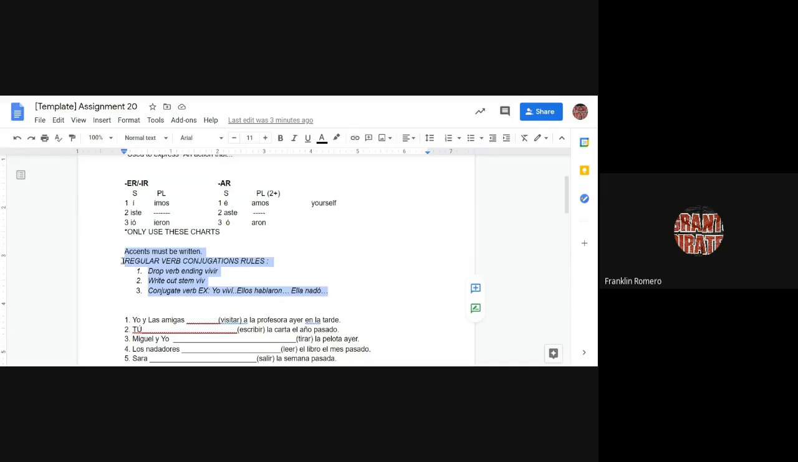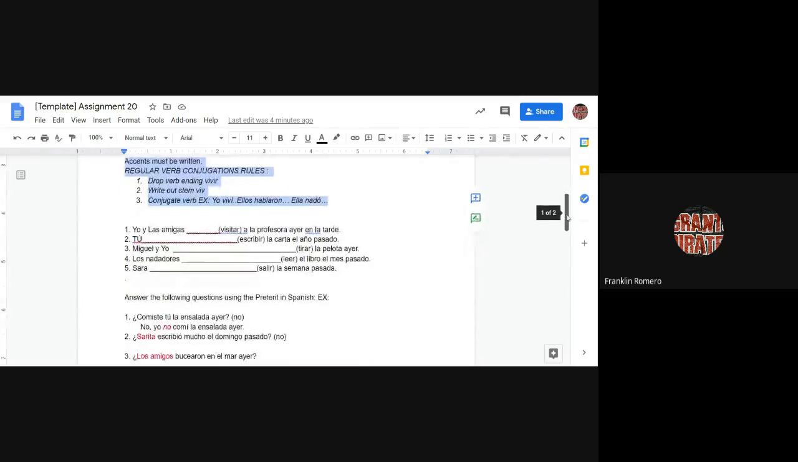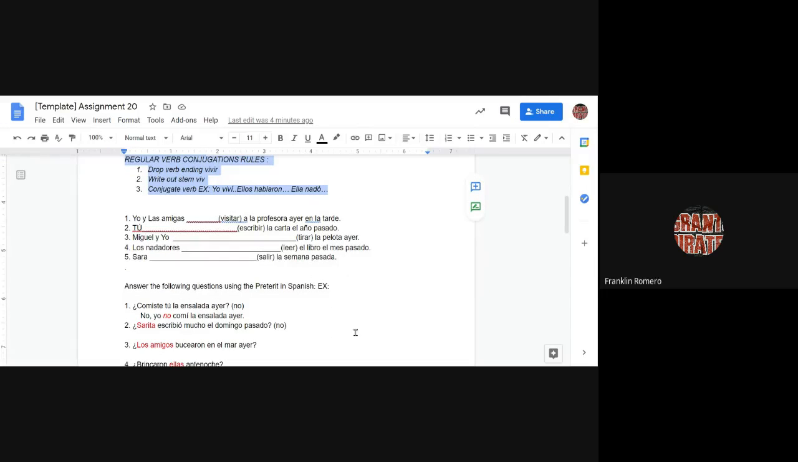Regular verbs. When you conjugate a regular verb, you drop the ending. For example, vivir, you drop the IR, and then you write the stem. In this case, VIV, and then you conjugate the verb based on the subject. For example, yo viví, ellos hablaron, if you're using let's say hablar, ella nadó, she swam. Whatever the verb is, follow the steps for regular conjugations. 1 through 5 are regular verb conjugations.